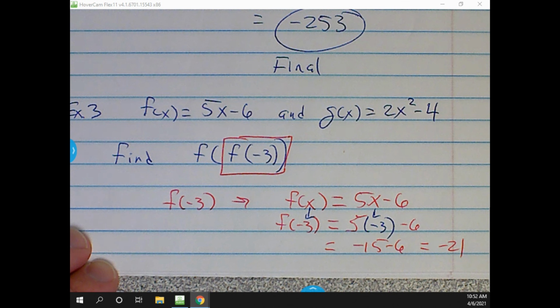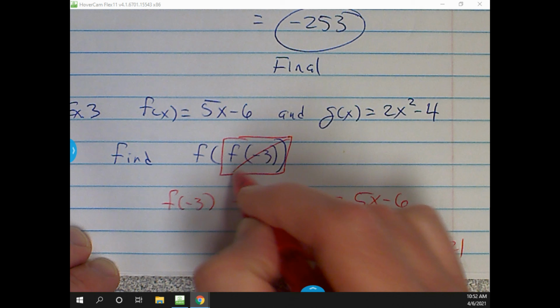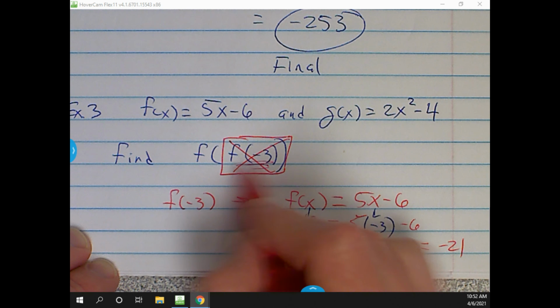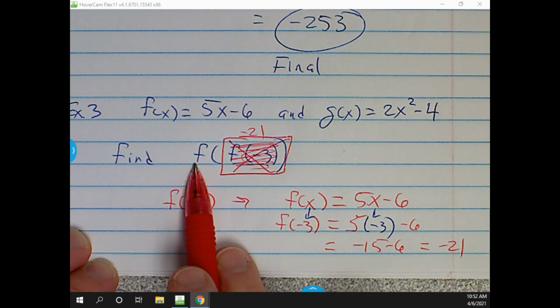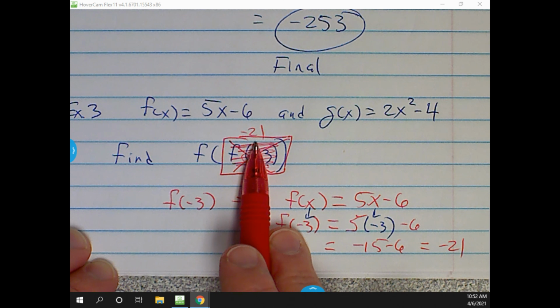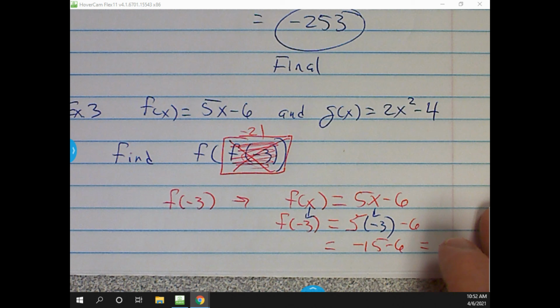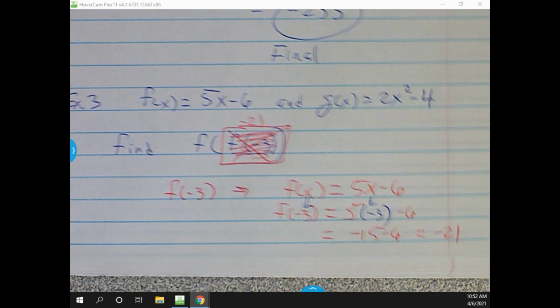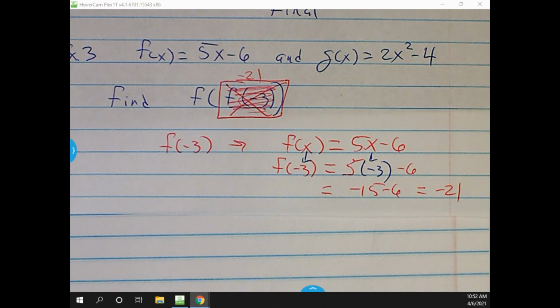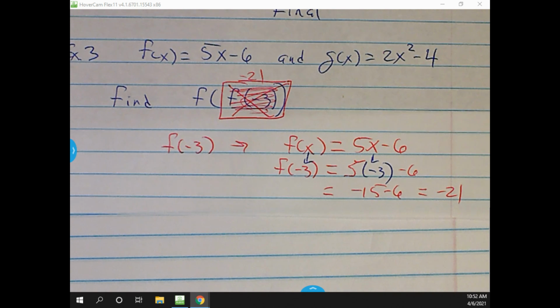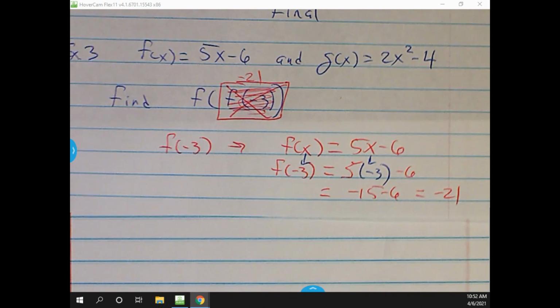A lot of times people get that one, and they wonder what to do with the next one. Well, now that this is negative 21, you've already done this part, and you're going to plug negative 21 in here. Now you're going to do f of negative 21. So you're just going to reuse the f function. You're going to plug it in twice. It's like twice baked potatoes: you bake it once, then you mix it up and bake it again. This one's kind of the same thing.